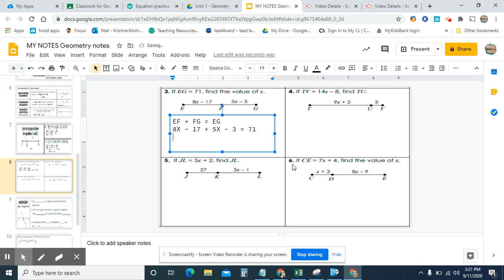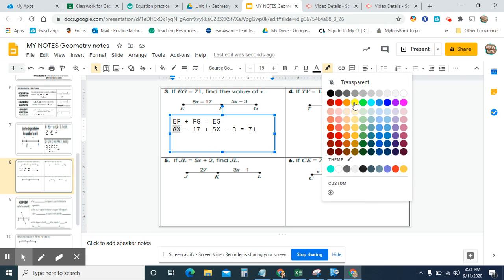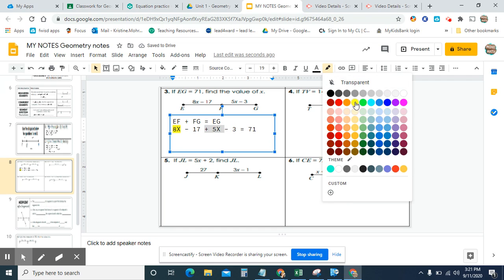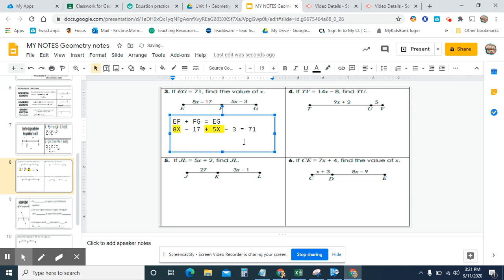So now here's where we go into combining like terms, and I hope you guys remember this. I know it was the early part of the year when we went over it, but in order to combine like terms, remember they need to have the same variable and the same exponent. So in this case, we have 8x, I'm going to highlight it, 8x plus 5x. So 8x plus 5x gives us 13x.